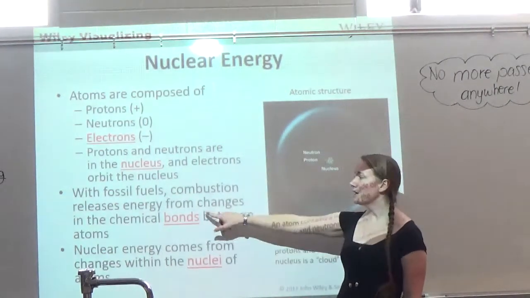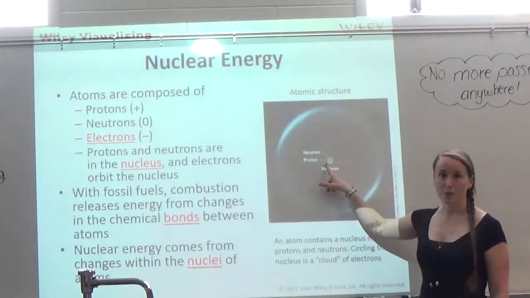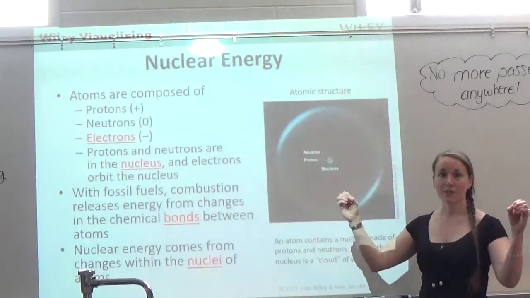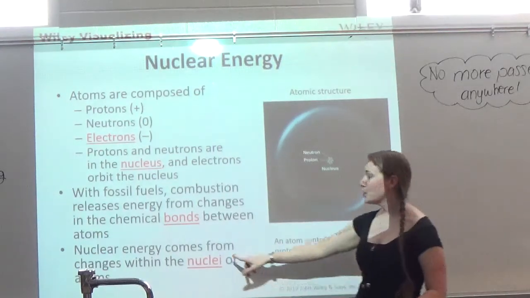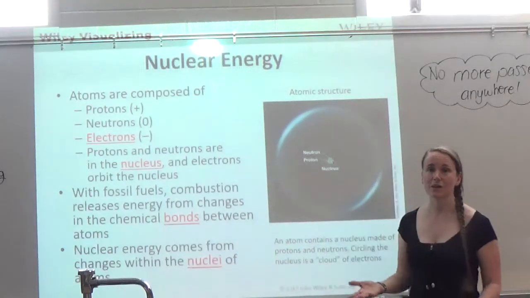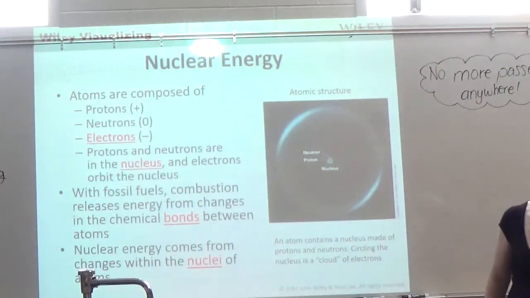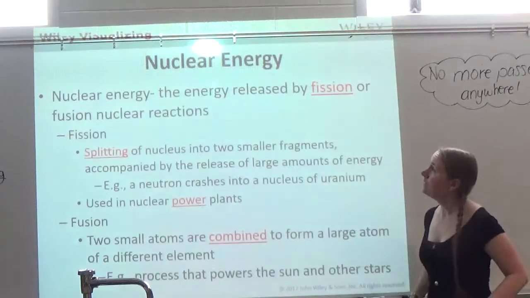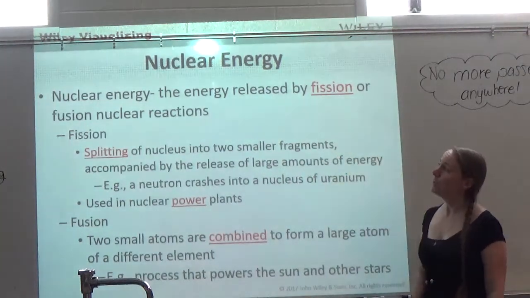Nuclear energy does not come from bonds. It comes from a change within the nucleus. So in other words, you have 2 options. You can make a nucleus bigger, or you can make a nucleus smaller. And so when you change the size of a nucleus in an atom, a lot of energy is released. And we like that energy because we can use it for electricity, heating, things like that. So nuclear energy is the energy released by fission or fusion nuclear reactions.